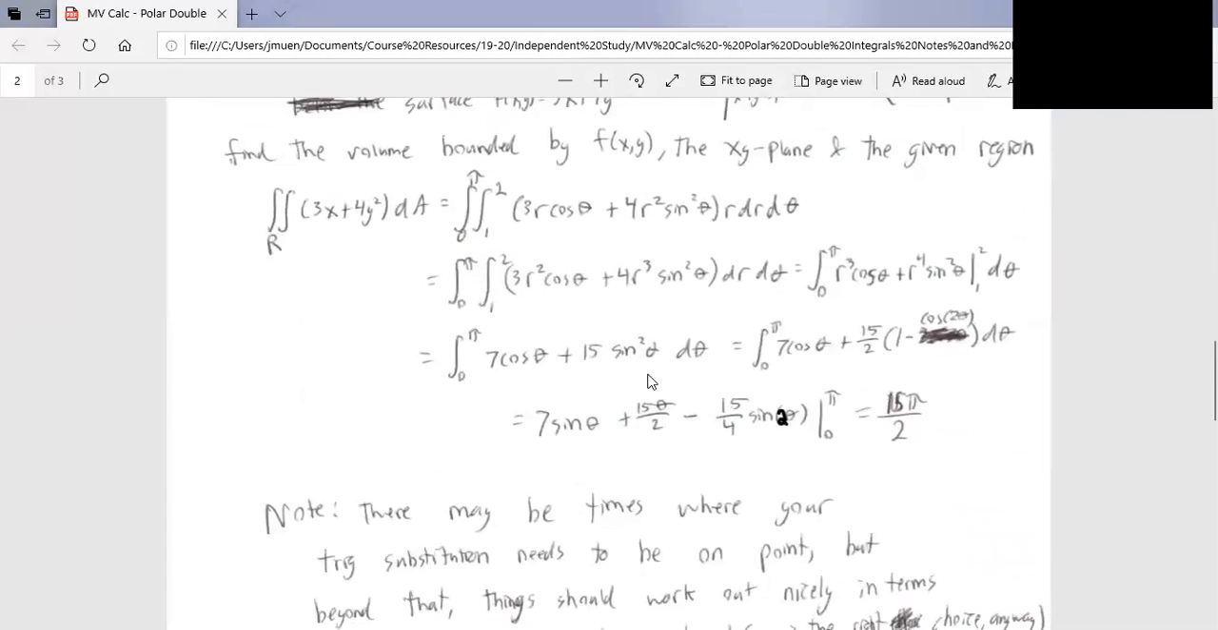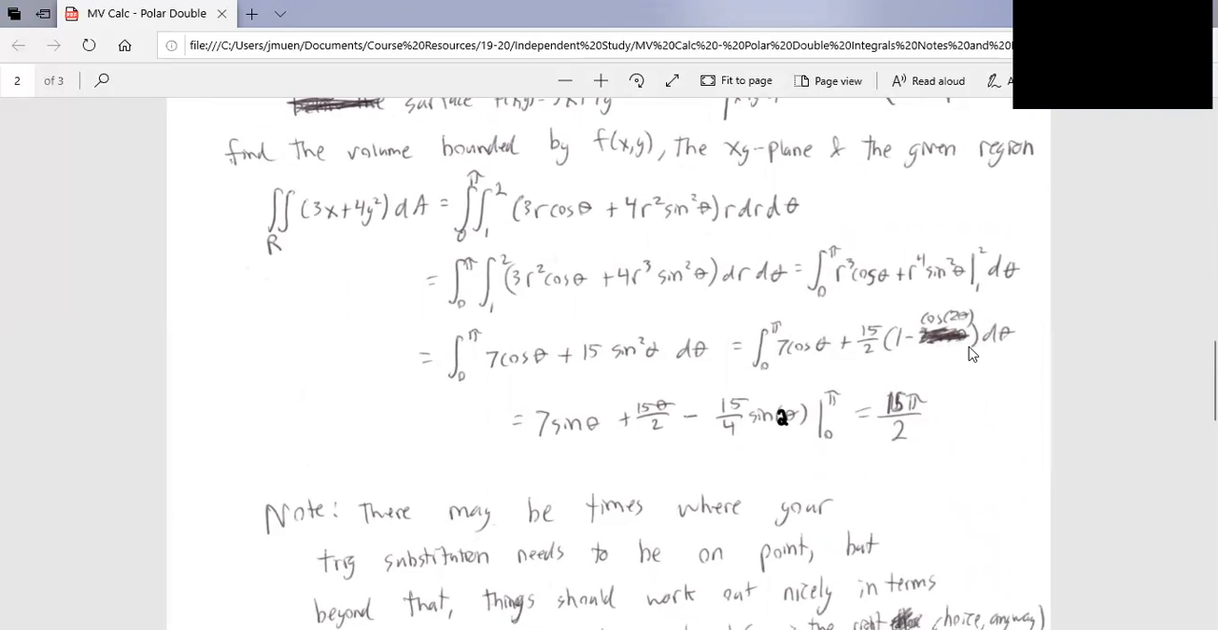When we plug things in, we just get the integral from 0 to pi of 7 cosine theta plus 15 sine squared theta d theta. Standalone, this isn't an entirely pleasant integral, but we have these wonderful things called the double angle identities. That's going to allow us to turn this into a very workable integral. So sine squared theta goes to 1/2 times 1 minus cosine of 2 theta.